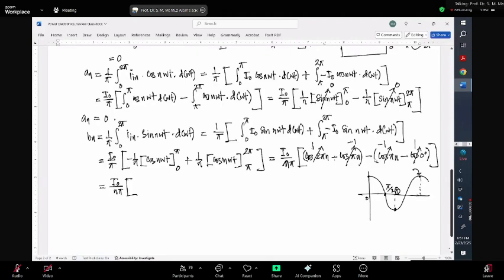Did I make any mistake here? So here 1 plus 1, it becomes 2, and here minus 1, and here we have minus 1, and we have minus at the front. So 2 plus 2, it becomes 4 I naught over n pi. Any question?